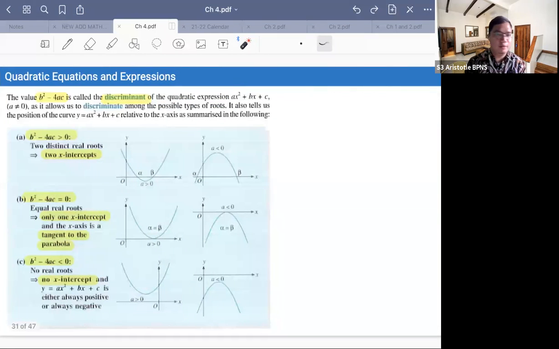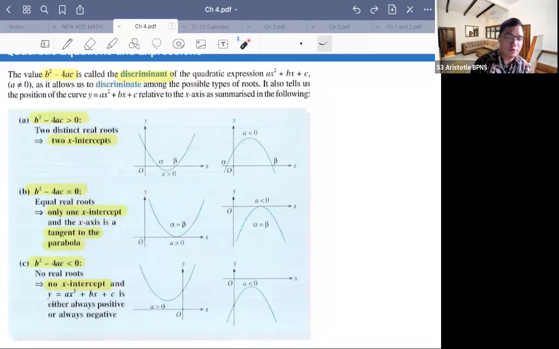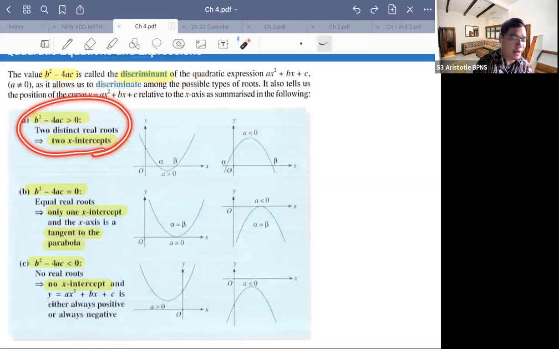All right, and then to explain it further using graphs. Okay, so again, it's just the same thing, class. I'm just using graphs here. Okay, so again, the b squared minus 4ac is called a discriminant for any quadratic expression. If your answer is positive, you will get two different answers, meaning your graph will intersect the x-axis at 2 points, just like this graph here.